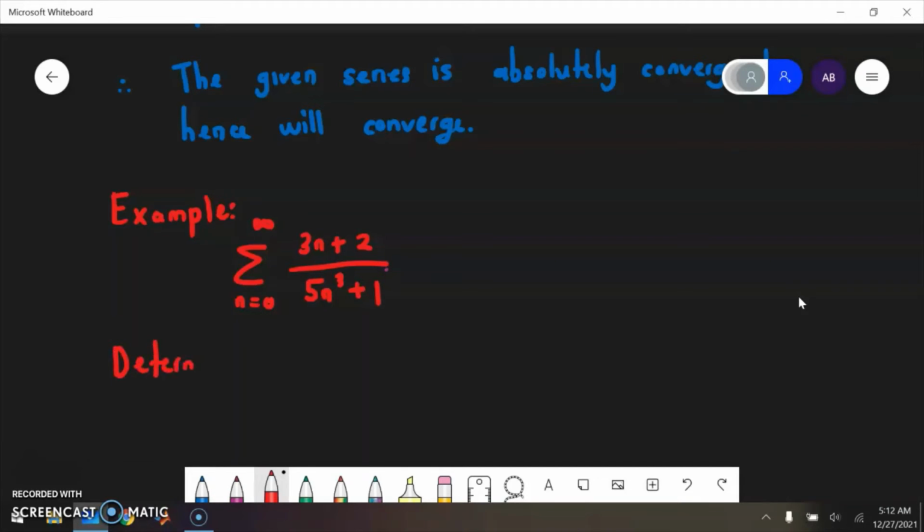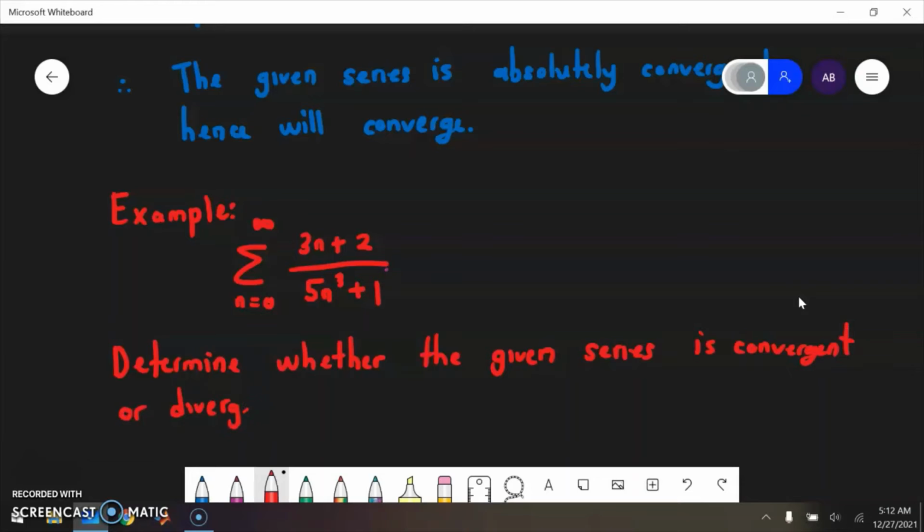So, determine whether the given series is convergent or divergent. I think the best way to write this properly is: determine whether the given series converges or diverges.